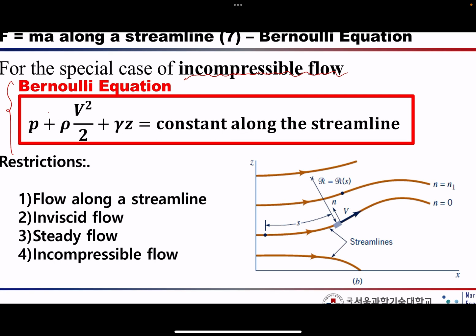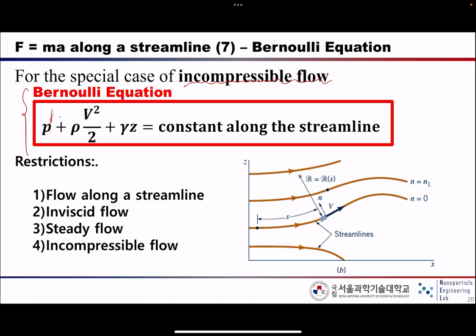P represents pressure, rho represents the density, V represents the velocity, and gamma times Z, where gamma represents the specific weight. In some other textbooks it is written as rho g h. For using this Bernoulli equation, there are some assumptions or restrictions. It should be used in a flow along a streamline. This is a very important assumption.